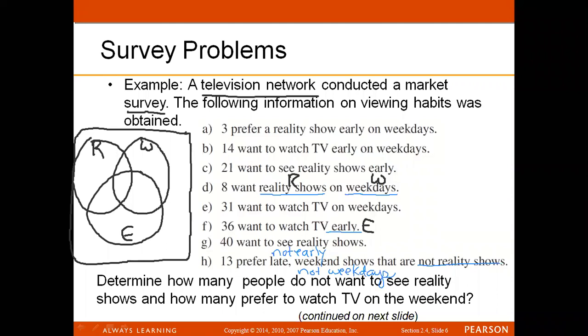Right? So this TV network conducted a survey. The following viewing habits, so viewers, right? So the viewers who responded to this survey are the universal set U, which is represented by our box. Okay, so from U, we have people who like reality shows, people who like weekday shows, people who like early shows, and everything in between.